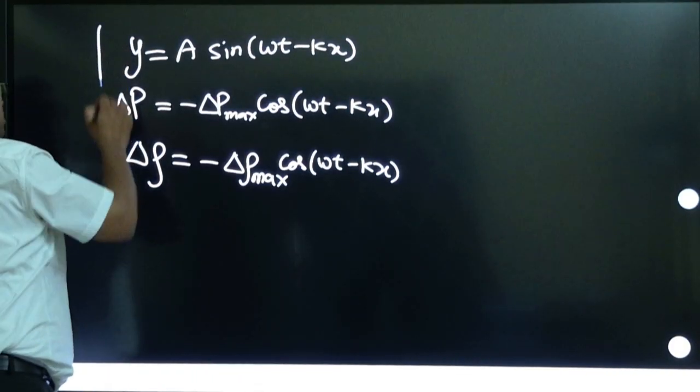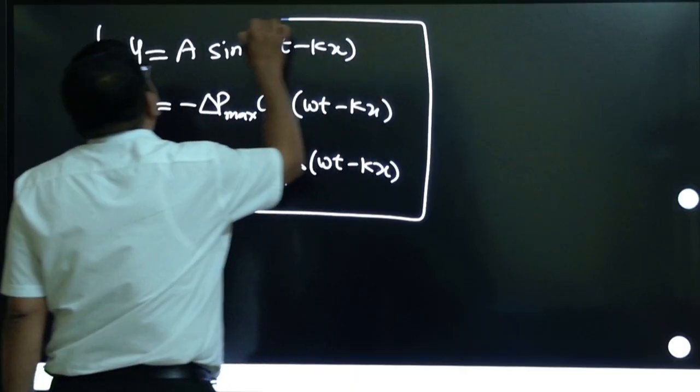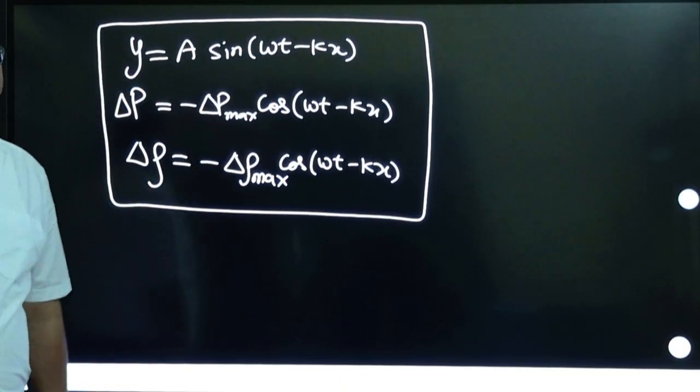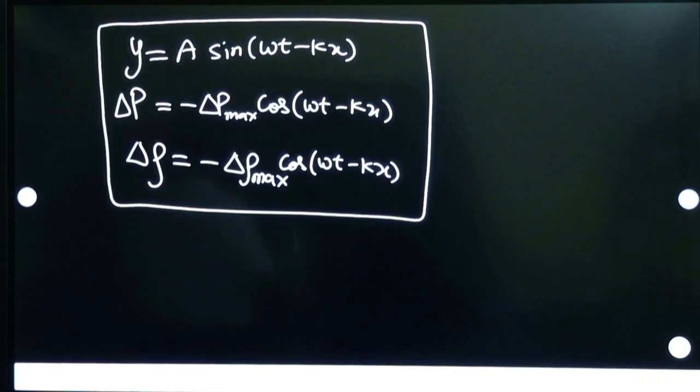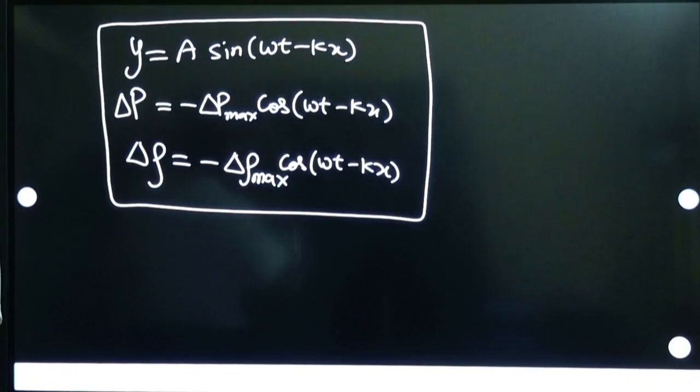Yes, we should note this. Minus is there, which we should not ignore. Okay, then let us move to the next question. Question number 6.